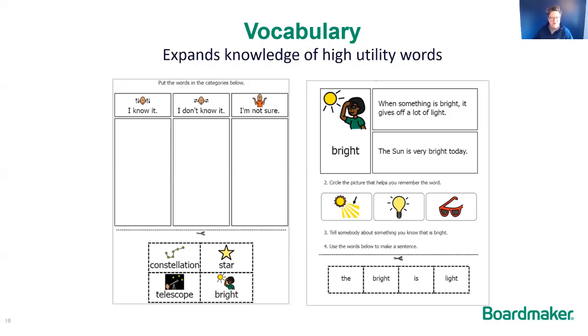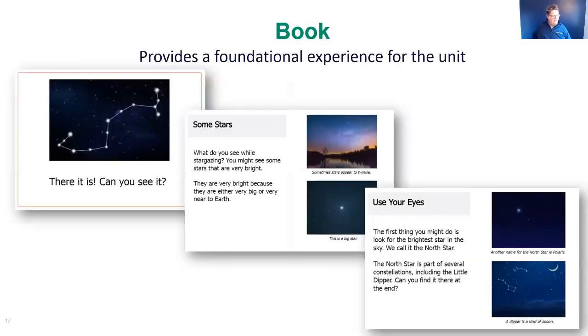Then we'll move on to the specific activity sheets, and there'll be an activity sheet for each of the words that we're going to be looking at. It'll give you a definition. It'll help the student pick out a symbol that will help them remember that word. And then it'll also do things like put the word into a sentence. Again, we're just trying to activate that knowledge around that specific vocabulary. We'll then have a look at a book. This is going to provide that foundational experience for the unit.